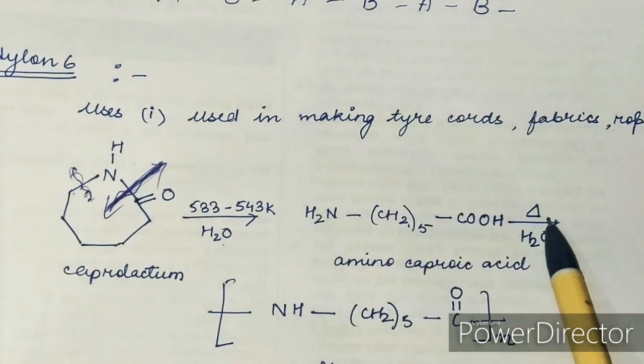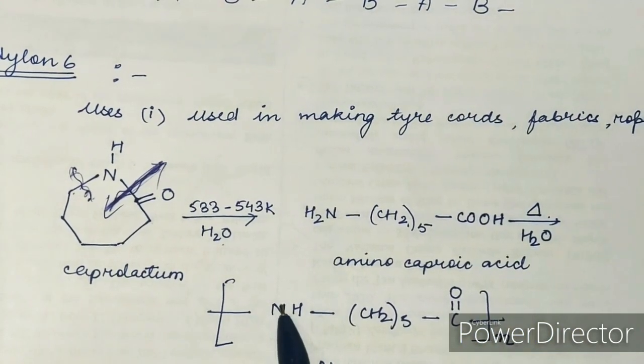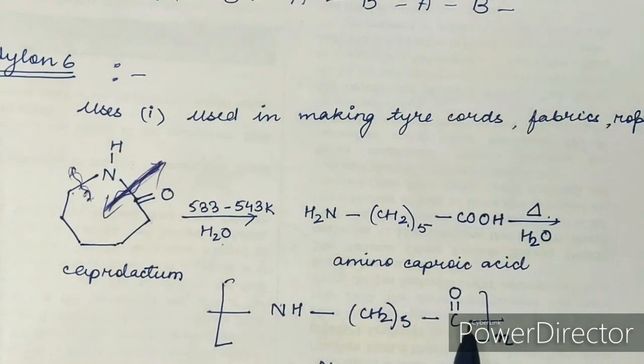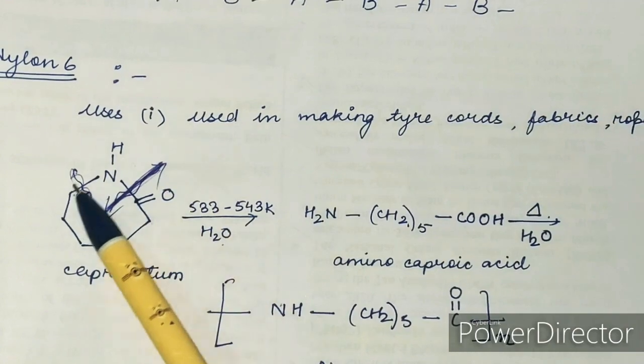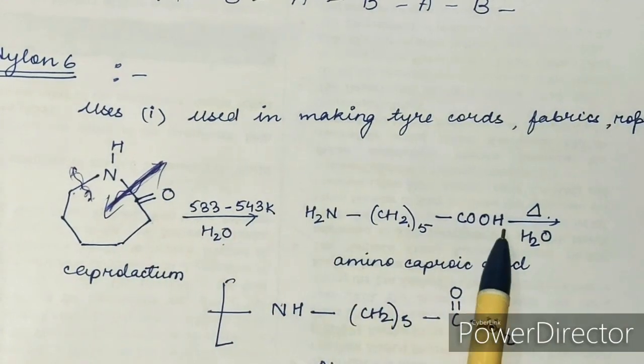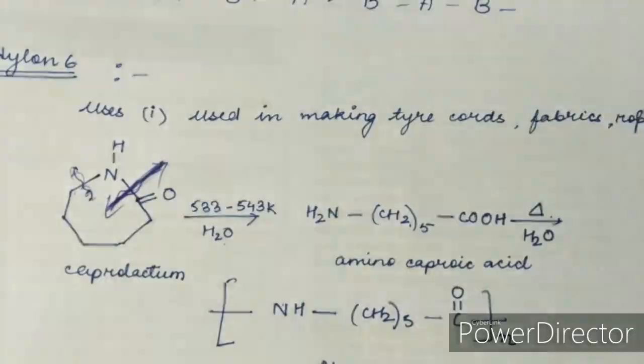And when you heat it, again the water molecule will be removed. From here the hydrogen is removed and from here OH is removed. First of all, this caprolactam is made into a linear chain, and then again the water molecule is removed. You will get the nylon 6.